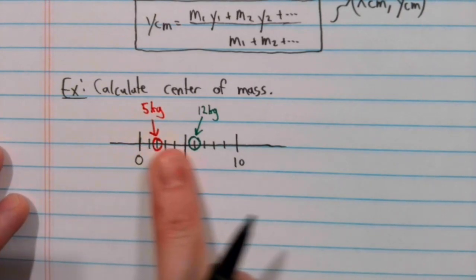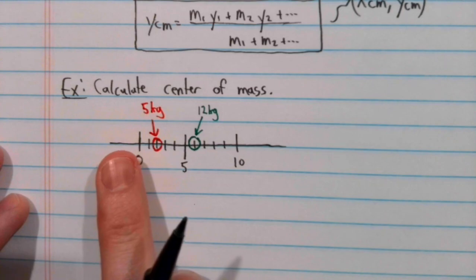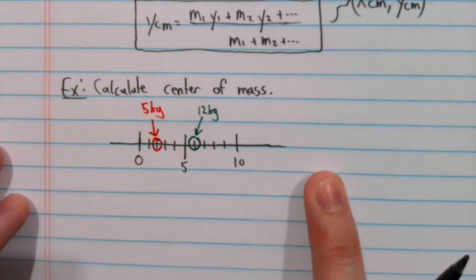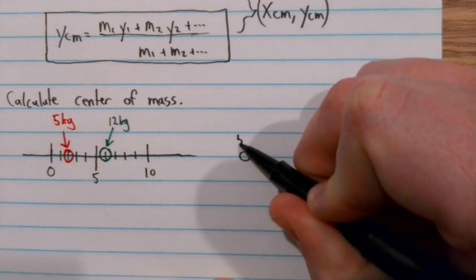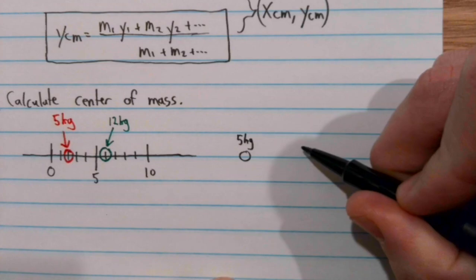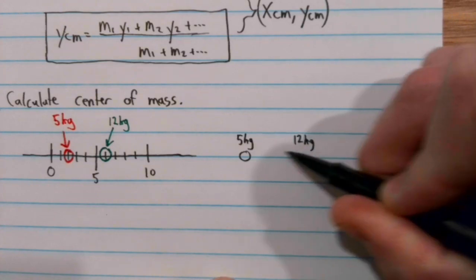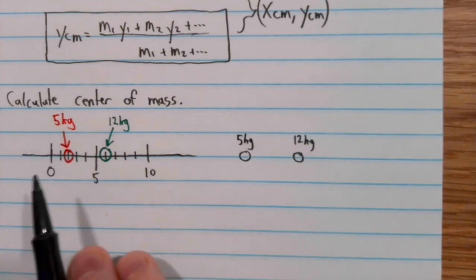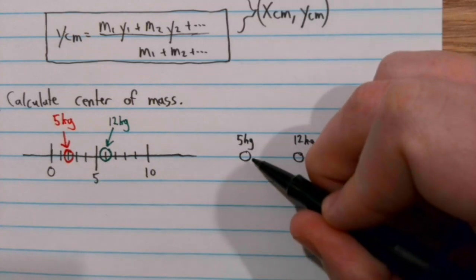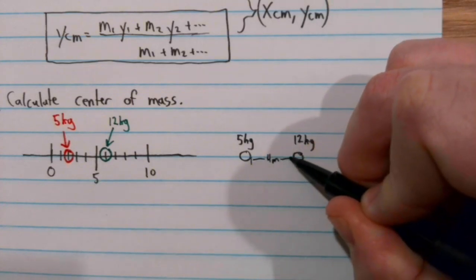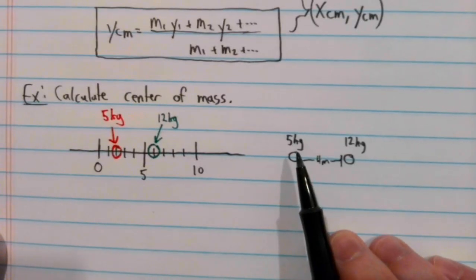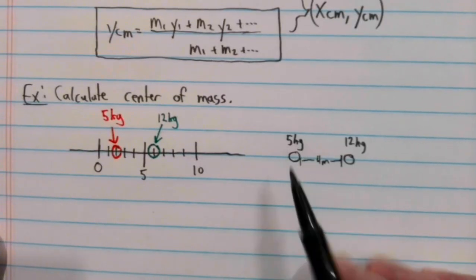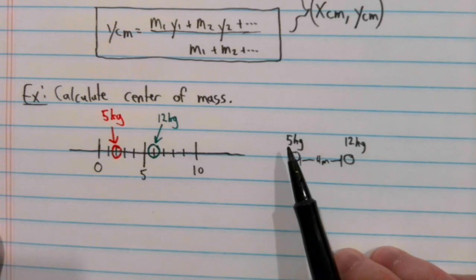You're not always given a number line. Sometimes you have to throw the number line down yourself. This may have been written like this. Maybe it's written 5 kilograms and 12 kilograms, and they're a distance of, what would it be, 1, 2, 3, 4 meters apart. That's sometimes the setup, and we would just say that this is at position 1 instead.